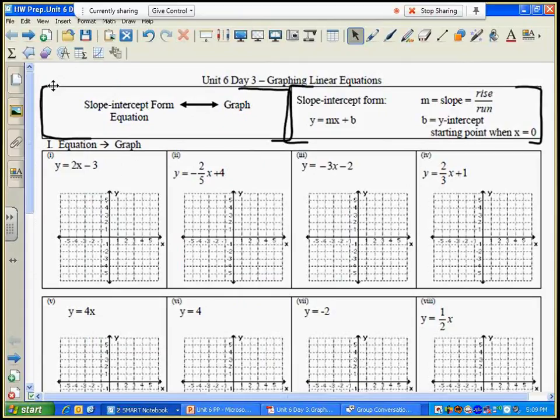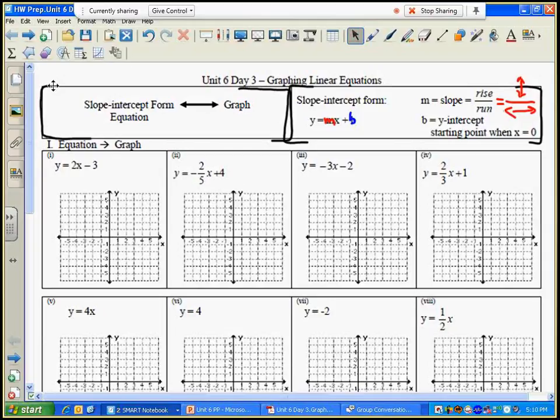Remember that this slope-intercept form here is y equals mx plus b. This m here is our slope, and the b there is our starting point. It's our y-intercept. And you can see over here to the right, we discussed that. The slope is the change in y over change in x. We can also express that as the rise over the run. So what we're talking about here is your up and down change over your side-to-side change. The b is just where that graph is going to cross the y-axis.